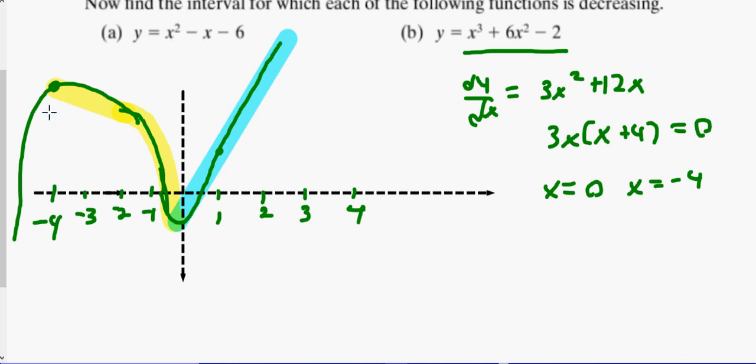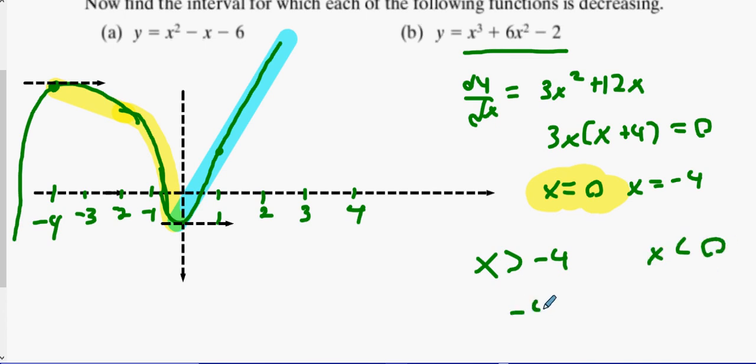Now, where's the next one? So that's where the slope is 0. So that's where it turned from positive back to negative. And the slope is also 0 down here. How did I know that? Because the x value equals 0. So bigger than minus 4 and smaller than 0, it was decreasing. So how do I write that? x is less than, or flip that around.